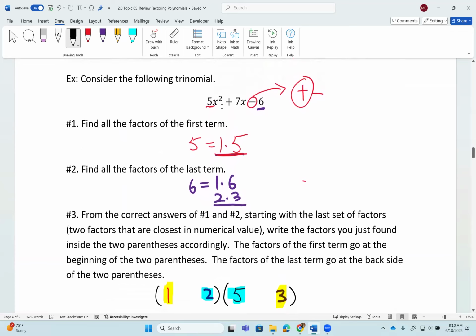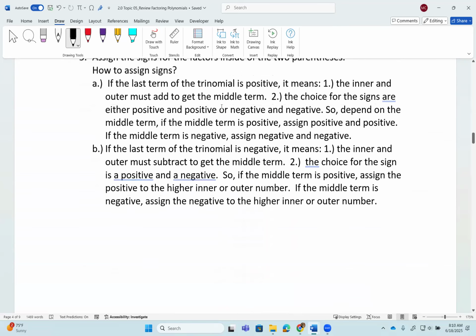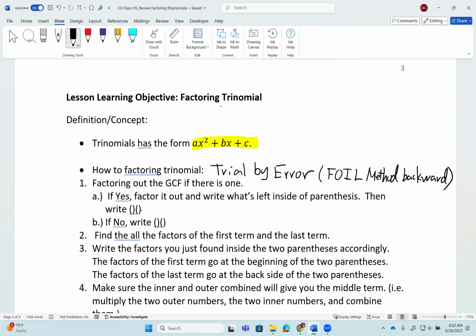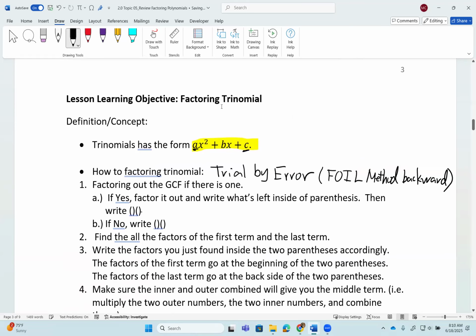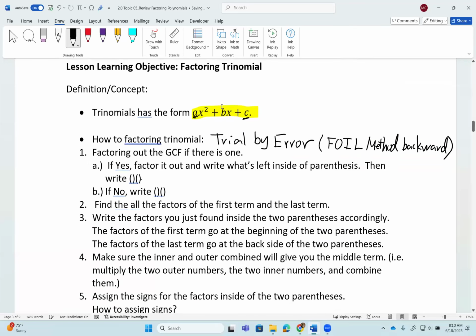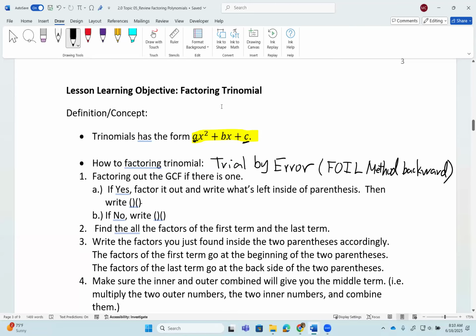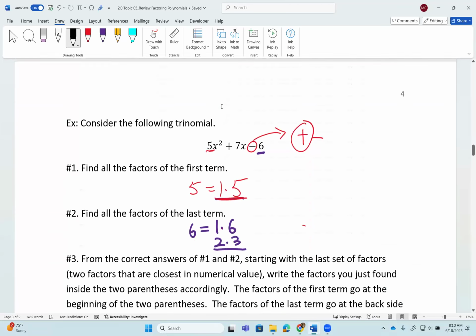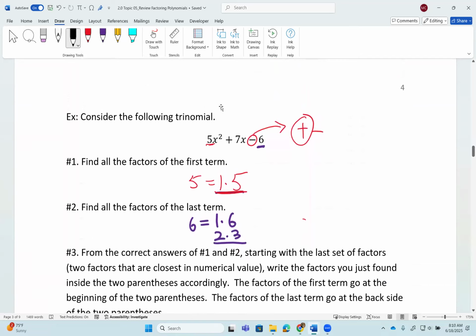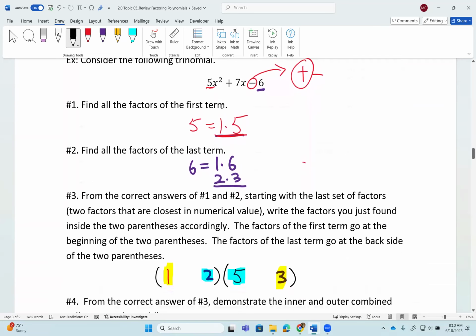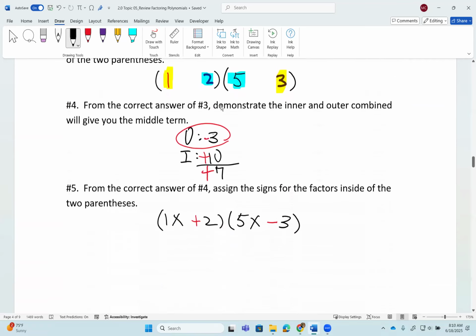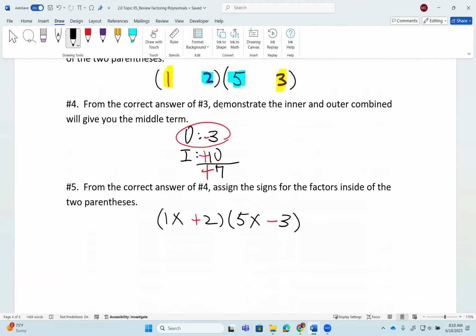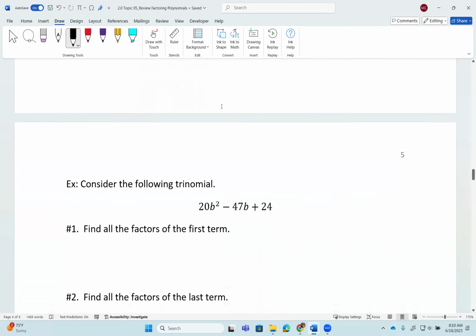Okay, another method is called the AC method. The A and the C refer to the coefficients of the trinomial form, the A times C method. It doesn't always work. When students do the trial and error method long enough, you can just look at these numbers and figure it out quickly, what number goes where and what the signs are. All right, let's try again, okay?